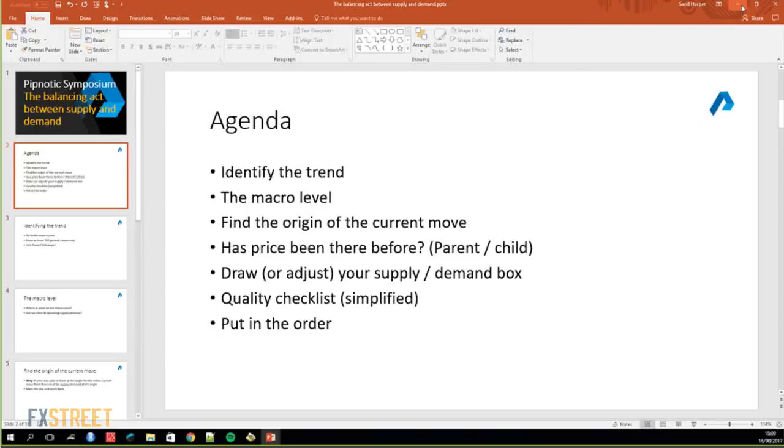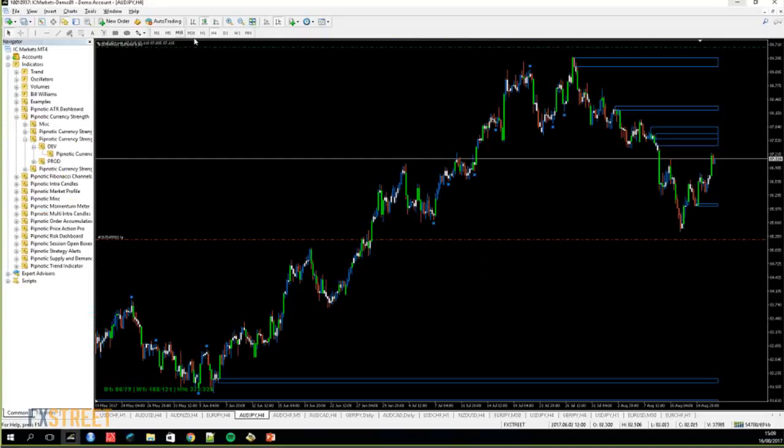So we're just going to apply this method very quickly. And we can take this, for example, let's go on a smaller time frame.